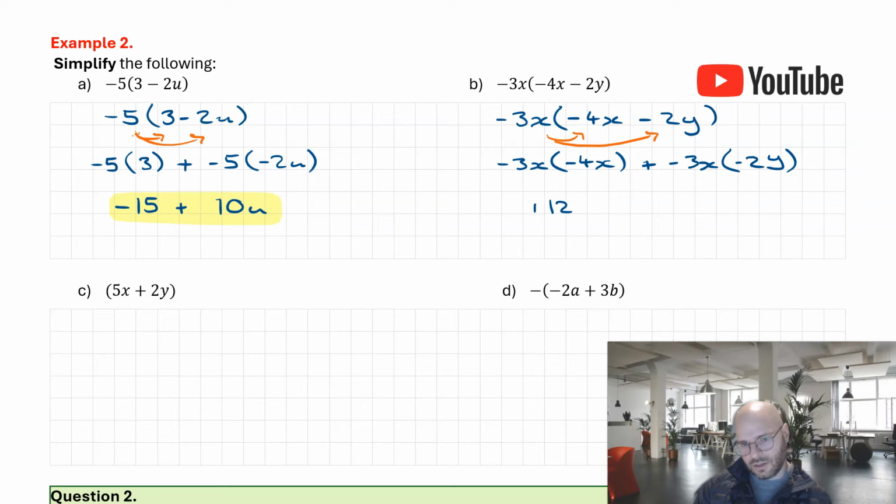positive. We have x, and we have x. 3 2s are going to be 6. Remember, they're both negative, so they're positive. We're going to have x, and we're going to have y. Finishing this off, I have 2 x's, so I'm going to get 12x squared plus 6xy.